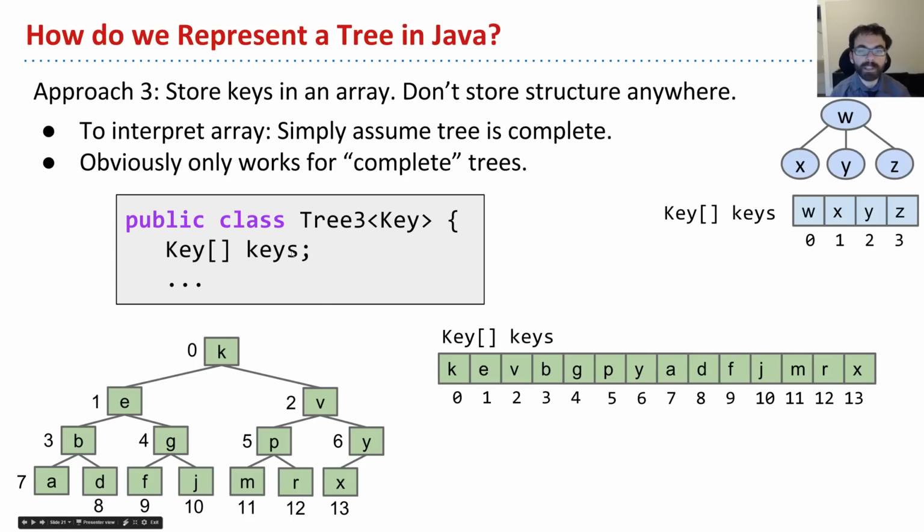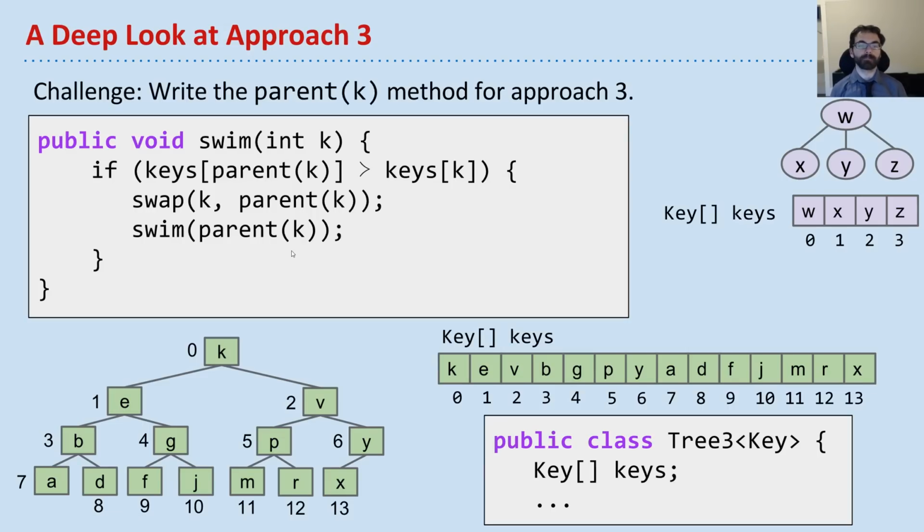Okay. So to make sure that all makes sense, I have a little puzzle for you here. I want you to write the parent k method for this code. Now, what is this code? This code actually shows what swim would look like in the implementation of a heap. So if I want to swim the kth item in my tree, so let's say I want to swim this p here in location 5, then I'll say, okay, well, the element of the keys array in the parent position, so the parent of 5 is 2, then if v is greater than keys 5, we would swap 2 and 5, and then we would call swim on this parent. So your job now is to try and write this parent method.